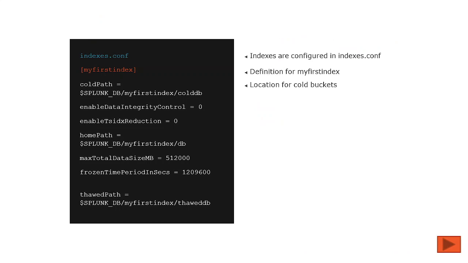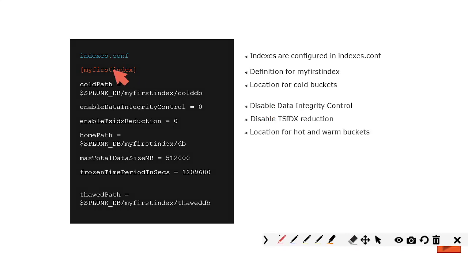The first thing I really wanted to make you understand is that this particular stanza is giving you information, as I already explained in the previous slides, that the cold data is getting stored in a directory which we call cold DB. It also explains that we have not really configured data integrity control at this point in time. And then you can also understand that this is the location where hot and warm buckets data is residing.